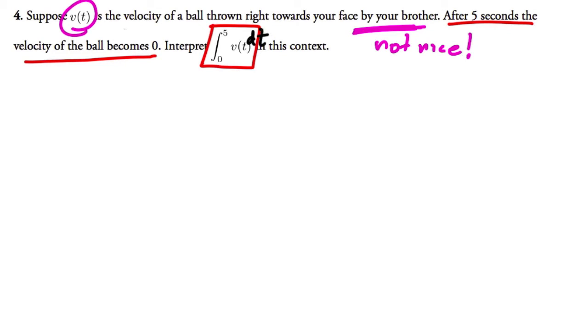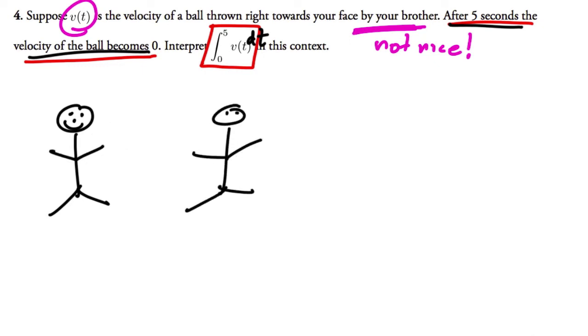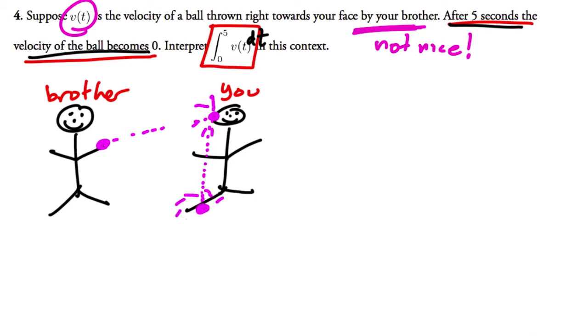Okay, so what it's saying is that your brother threw a ball at your face, and then after 5 seconds the velocity of the ball becomes 0. Interesting. So I've got a little picture here. Let's say this is you, and this is your brother. The ball goes whoop, whoop, whoop, splat. And then what happens to the ball? Well, then it comes down, and lands right there.